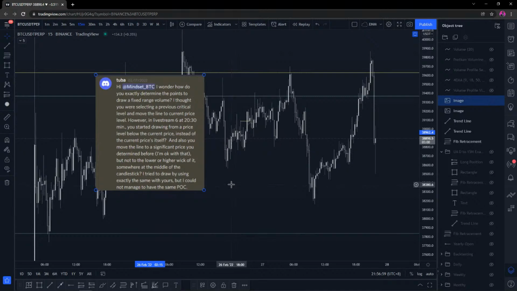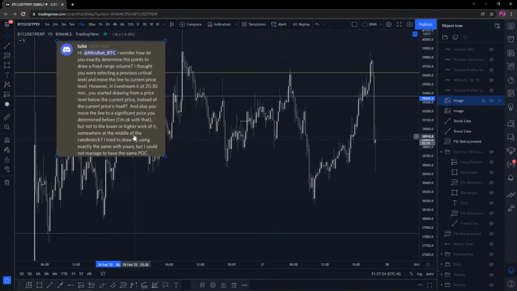I wonder, how do you exactly determine the points to draw a fixed range volume? I thought you were selecting a previous critical level and moved the line to current price level. However, in Livestream 6, so this was the last one, you start drawing from a price level below the current price instead of the current price itself. You also move the line to a significant price that you determine. So that's the fixed range volume. Okay, so I'm assuming we're talking about volume profile here.